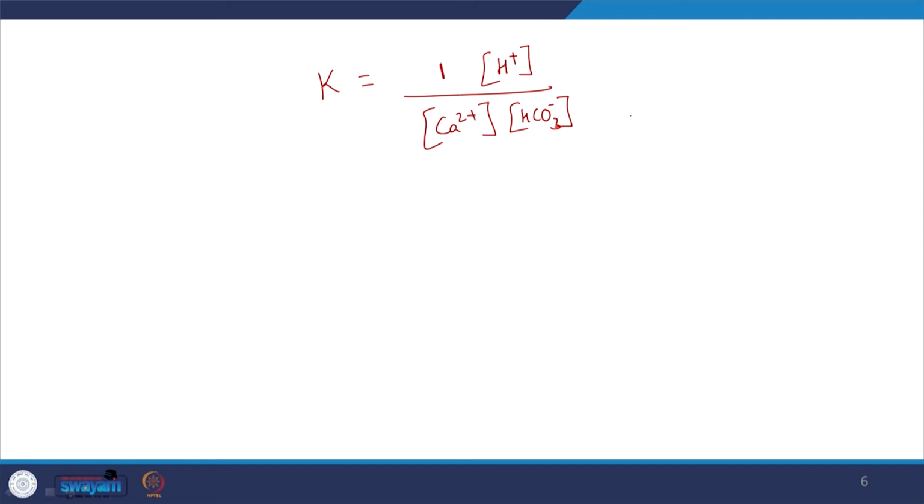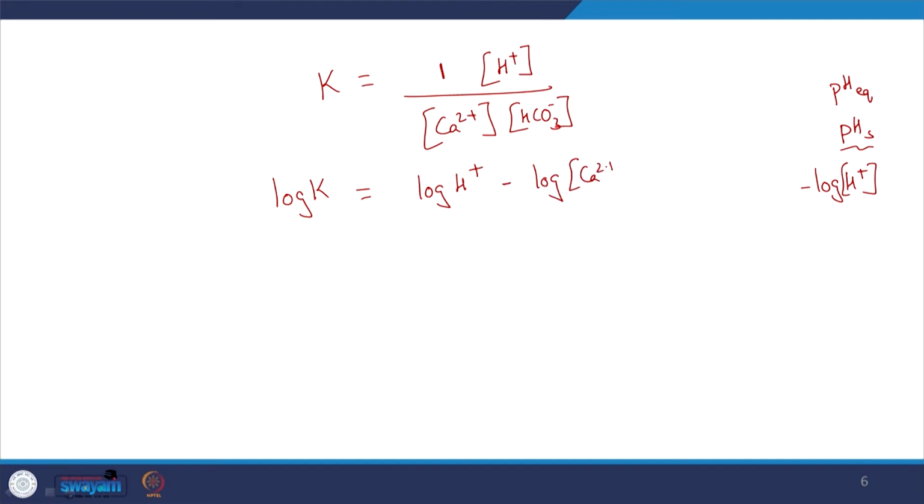Why? As I mentioned, at the end of the day, I want to find the pH equilibrium or pH saturation. To get the pH saturation, obviously, I need to take the logarithm to transform this H plus into minus log H plus. That is the final aspect, I guess. So if I take the logarithm on both sides, log K is equal to what now? Log of H plus, minus log of Ca2 plus, minus log of HCO3 minus, right?